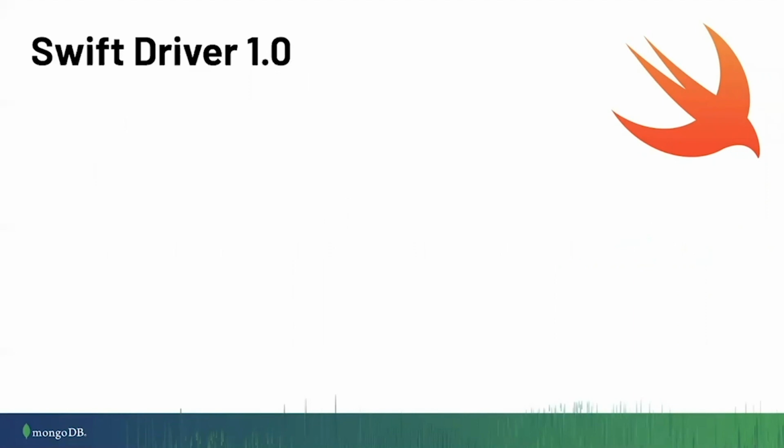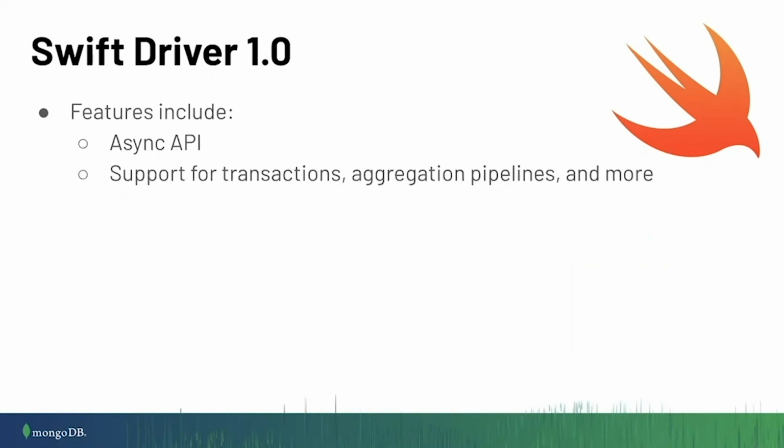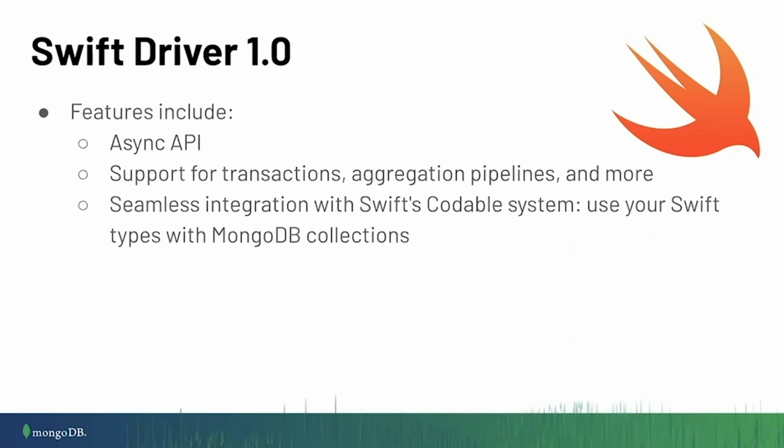This release contains a number of exciting features, including an asynchronous API and support for MongoDB features such as transactions, aggregation pipelines, and more. The driver also provides seamless integration with Swift's codable system. This allows you to insert instances of your Swift types directly into MongoDB collections and to get back instances of your Swift types in your query results.